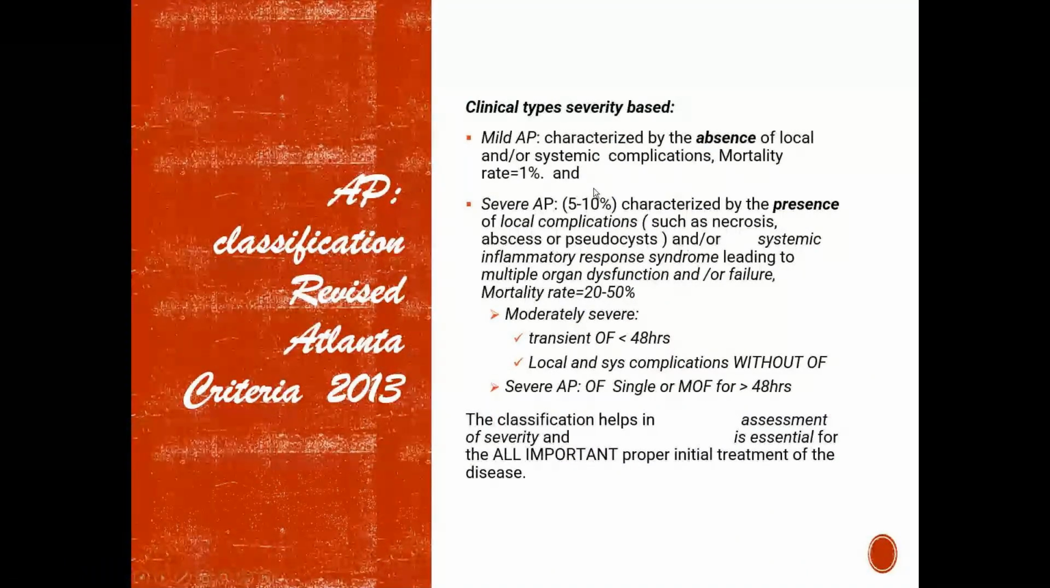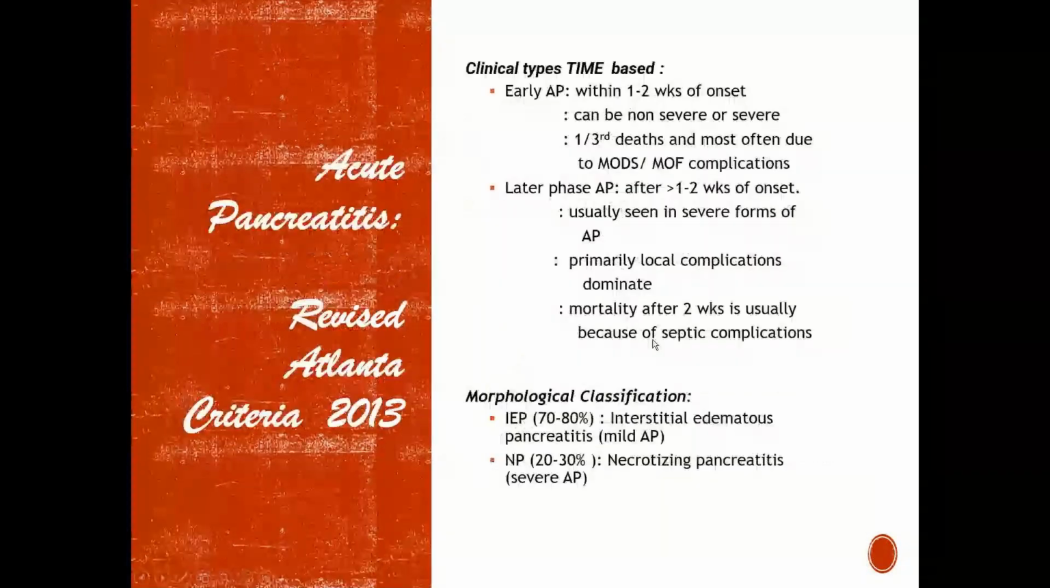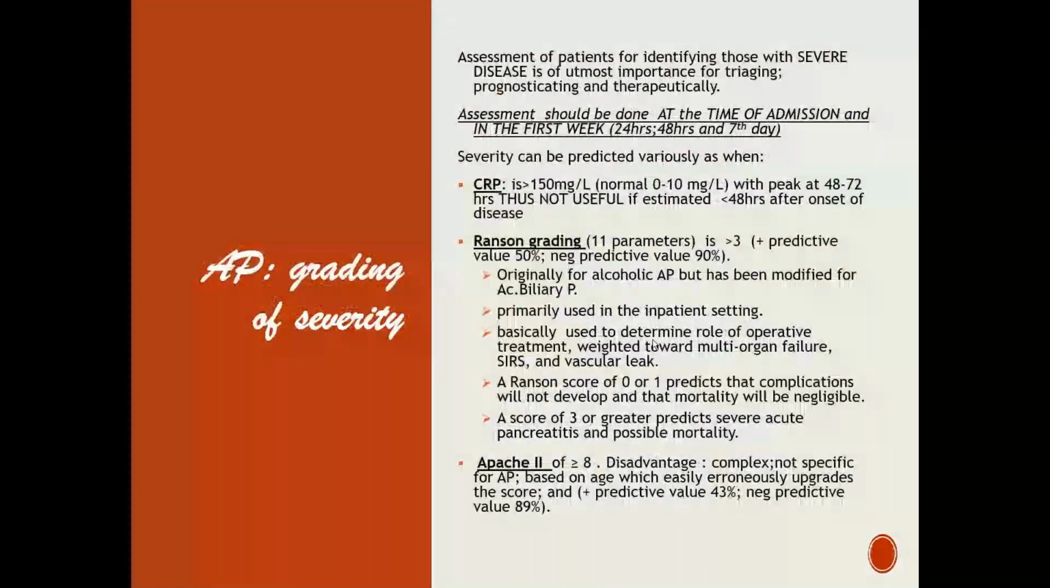Absence of local or systemic complication. How do we say it is absent? Or transient organ failure. How do we say it's organ failure? For that, you have to have some kind of objective parameter. So, what are these objective parameters? So, when should you assess this patient first of all? It should be assessed at the time of admission, and in the first week, 24 hours, 48 hours, and on the seventh day. Right? That is standard protocol.